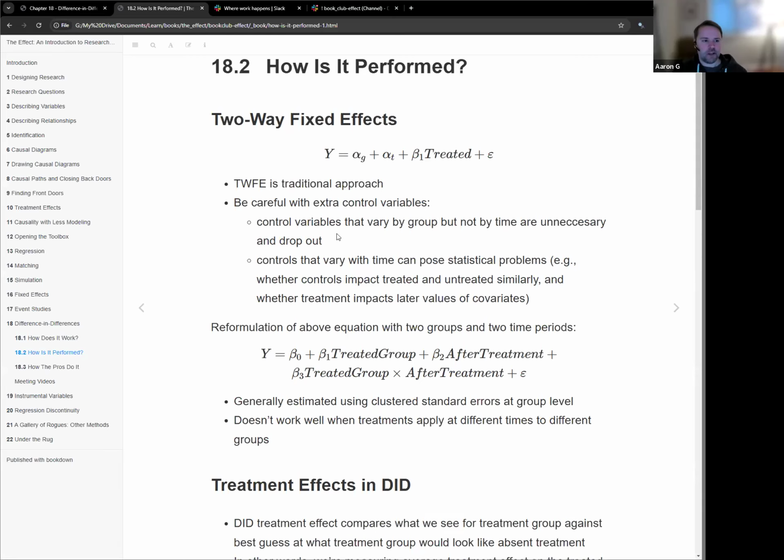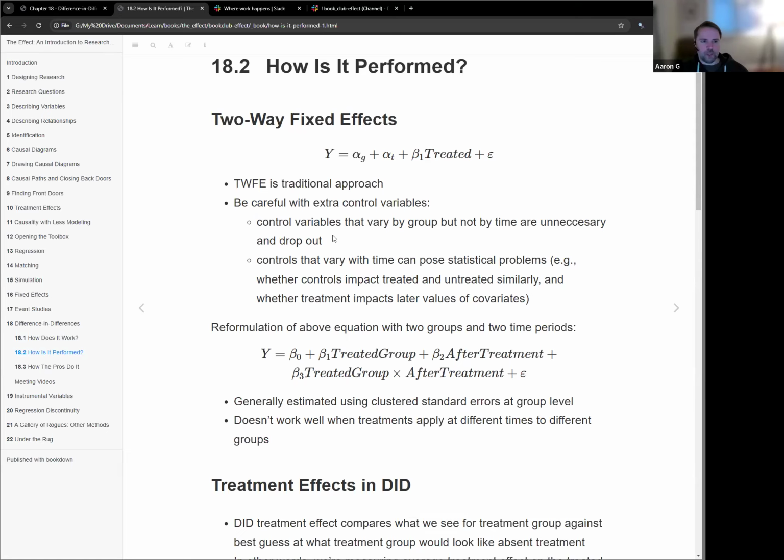Just a couple notes of caution from the chapter. You don't need to add control variables that vary by group but don't vary by time. They are unnecessary and they end up kind of dropping out of the analysis. It's kind of a redundant thing to do.